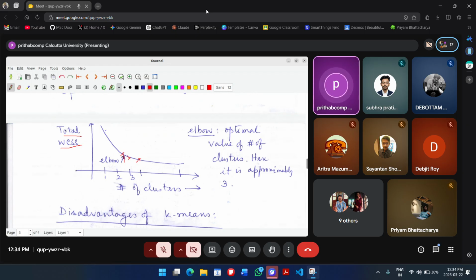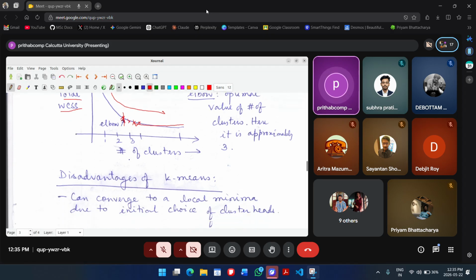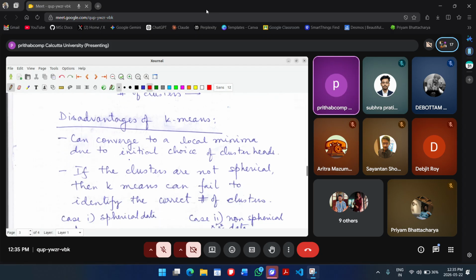So this is what it looks like, an elbow. It's like an arm, and this is the point of your elbow. It is the point after which it becomes more or less like a straight line. Maybe in this picture, probably over here you can think of it as an elbow. After that, even if you increase the number of clusters, there is not much significant change in the WCSS values. So that point is typically considered as the ideal number of clusters.